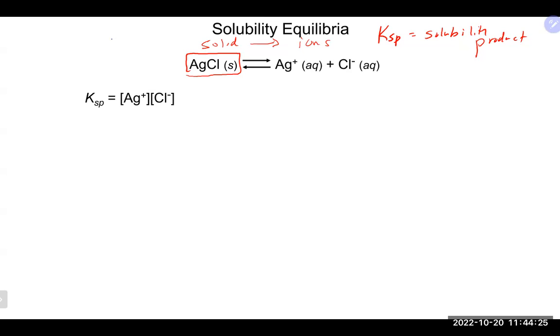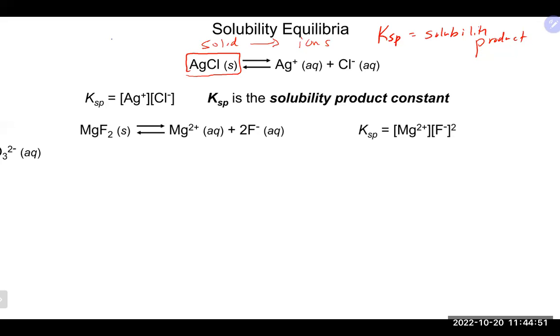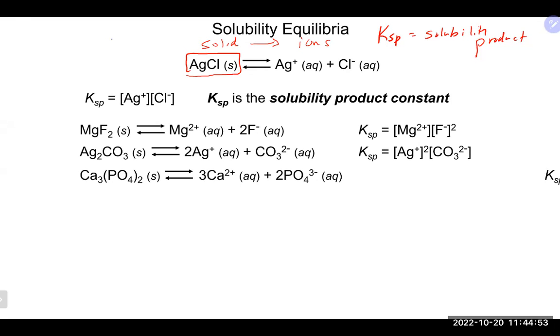Now, something like silver chloride, you may be familiar with from your solubility rules. Chlorides, iodides, and bromides are soluble in everything except for silver, lead 2, and mercury 1. In this case, this is silver, which means it's insoluble. So we could write a KSP expression as the concentration of our silver ions times the concentration of our chloride ions. And that is what is known as the KSP.